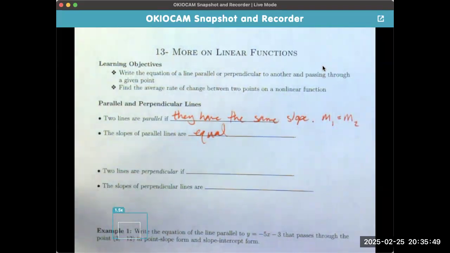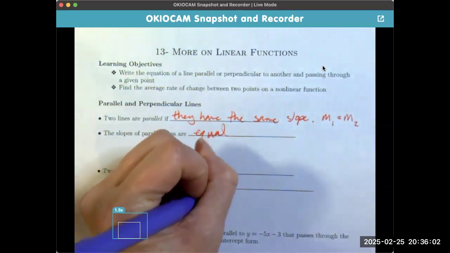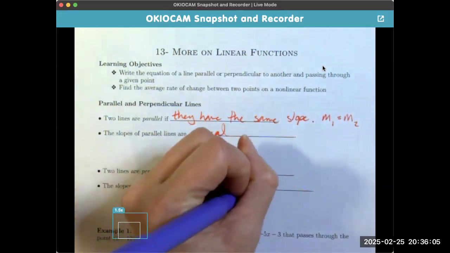But two lines are perpendicular if they have opposite reciprocal slopes. The slopes of perpendicular lines are opposite reciprocals.